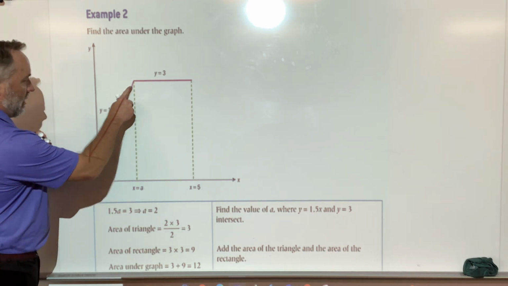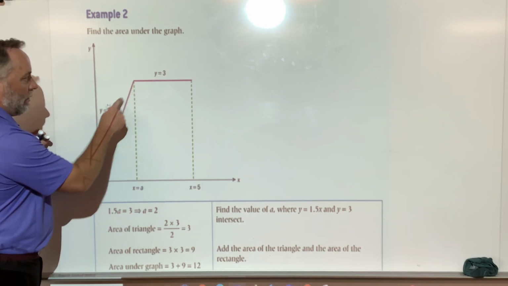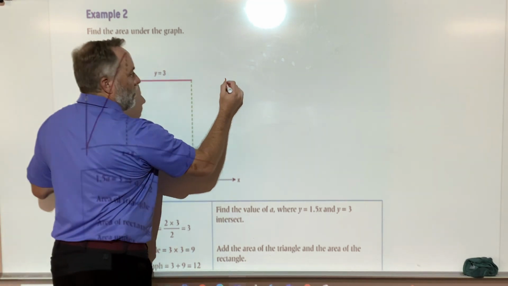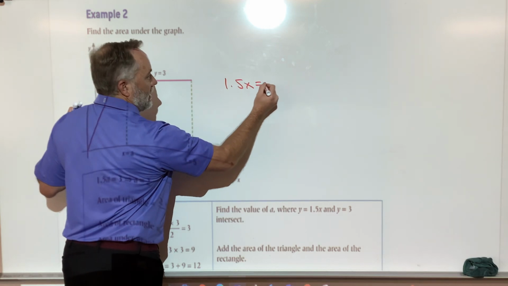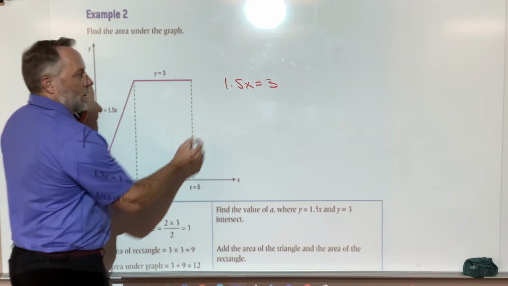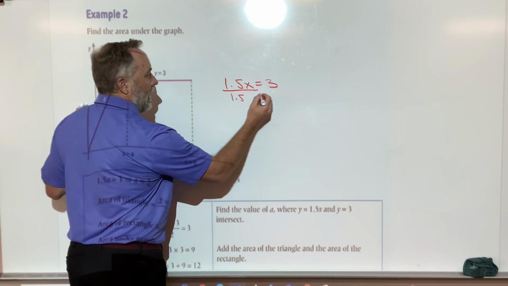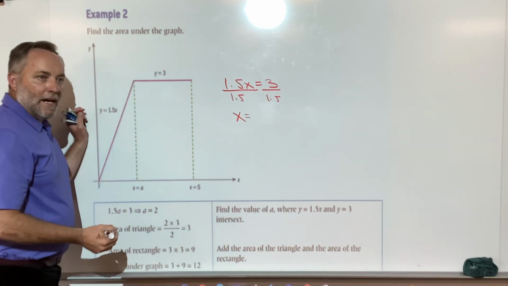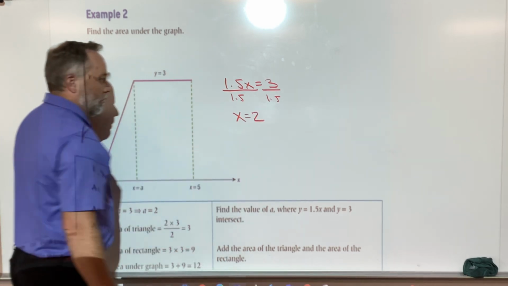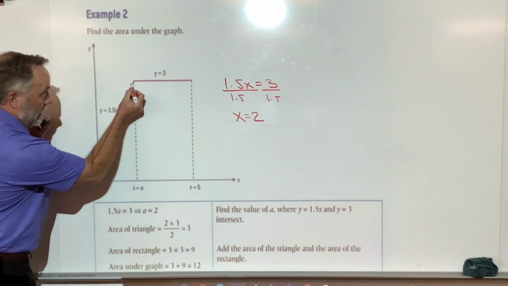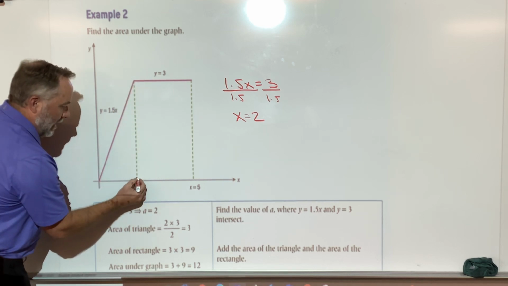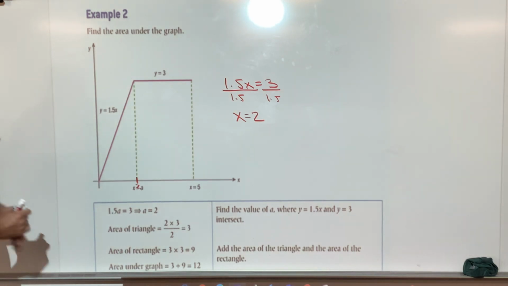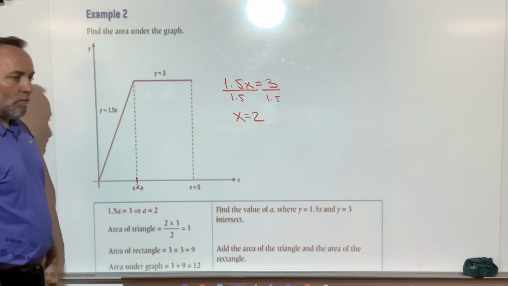And again, that's pretty easy. Here's the equation for this line, 1.5x. We want to know, when does it equal 3? So we can just say, okay, when does 1.5x equal 3? If we're going to solve for x, we can divide by 1.5. And that gives us x is equal to 3 divided by 1.5 is 2. So that tells us that right here is 2. So that x value is 2. Okay? Once we have that, we can find what we need.